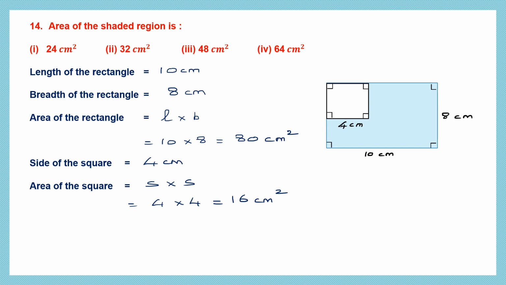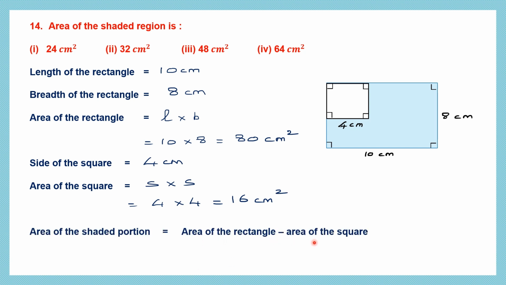Now to find the area of the shaded portion, we say area of the rectangle minus area of the square. Area of the rectangle is 80 centimeters square minus area of the square is 16 centimeters square. So we subtract the two. And that is 64. 64 centimeters square is the area of the shaded portion, and that is option 4, 64 centimeters square.